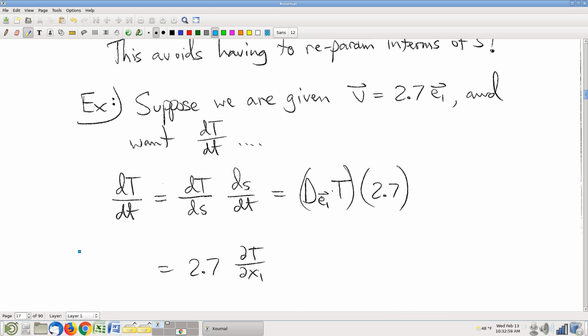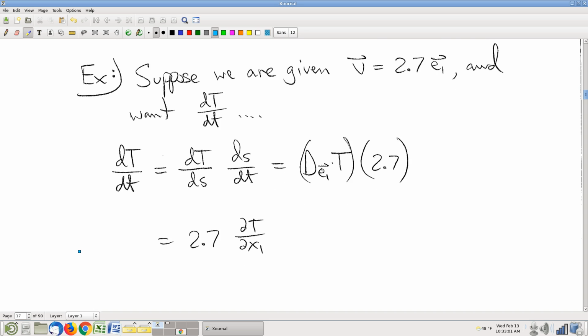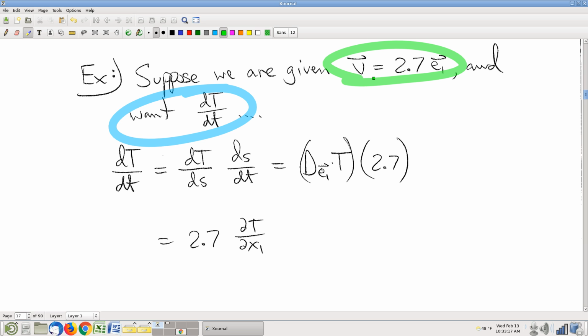Here's another one. Suppose this time we actually do want to compute dT/dt, the rate of change of temperature with respect to time. And we're given an actual velocity vector, like so.